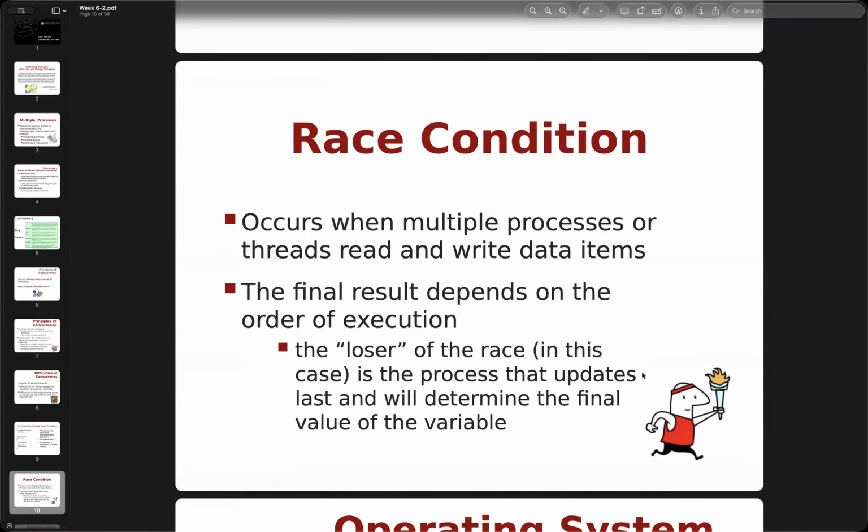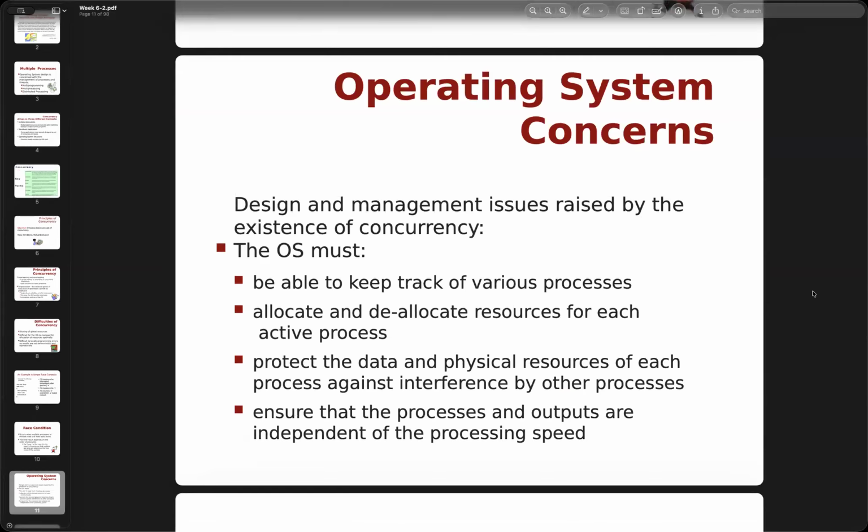So here is the situation. As for the OS concerns, when we design and manage the system, there are issues raised by concurrency. The OS must be able to do the following. First, keep track of the various processes. It should be able to allocate and deallocate resources for each active process. When loading an instruction, it allocates the resources to it, and after we finish, we deallocate the resources so they can be released.